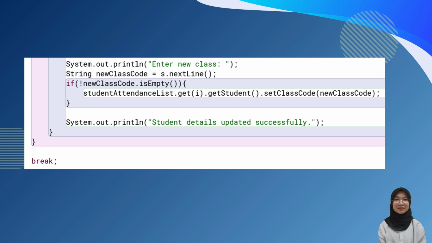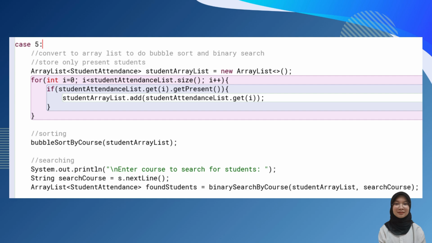For case 5, we use bubble sort and then binary search to search for students in a course. Bubble sort is used to sort the course names in alphabetical order in order for us to use binary search. We also need to convert the linked list to an array list so that we can do the searching. The user will be asked to enter a course name, then the program will display the students in that course who are present only.